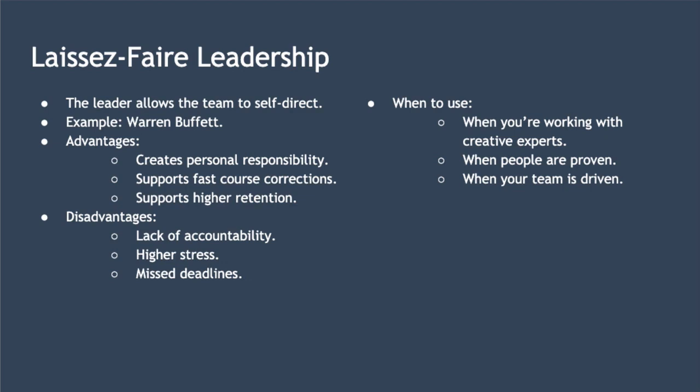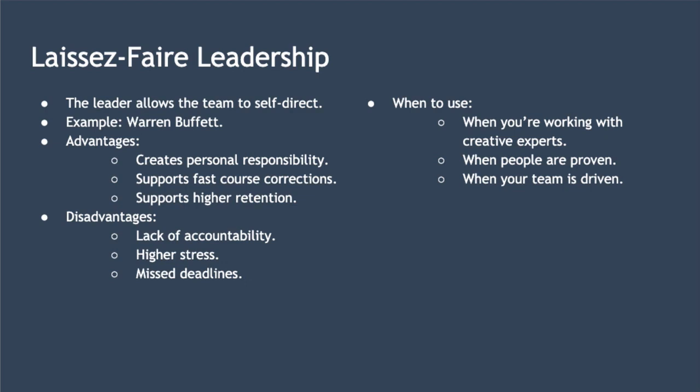Now, a laissez-faire leadership style typically works best near the very top of the organization, where senior leaders appoint other senior leaders to run their respective departments or business units and let them get on with it. So you can think of a CEO having a head of engineering, but all the detail within engineering is decided not by the CEO, but by the head of engineering.